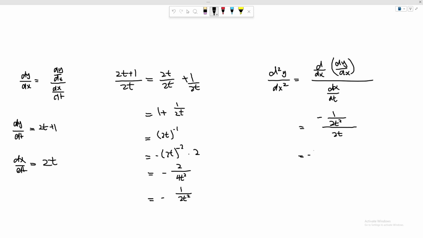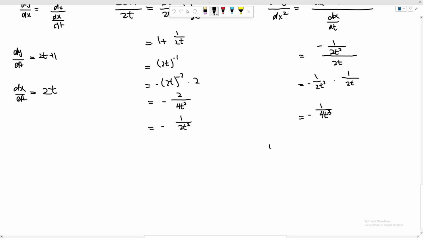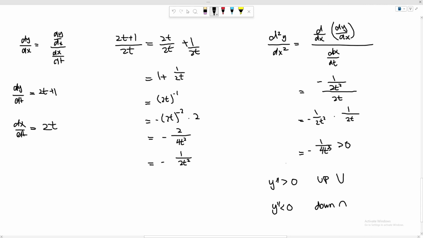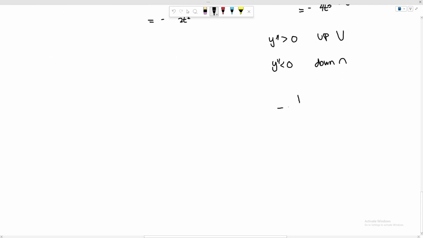Now what this actually looks like, times 1 over 2t. So if you do the math here, that's what it looks like. Now, when is it concave up? We know when your second derivative is more than 0, it's up, and when your second derivative is less than 0, it's down. Just concave up, concave down. And so that means this has to be more than 0, so I shall do it down here. So -1 over 4t cubed has to be more than 0 to be concave up.